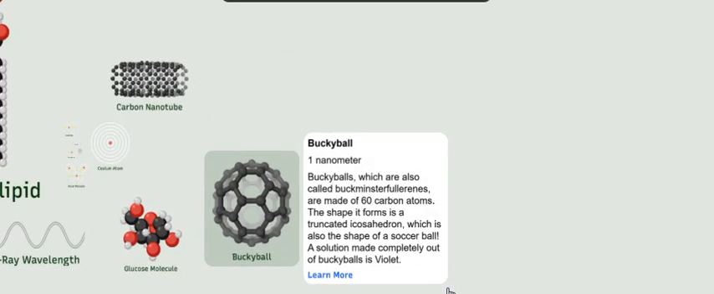Buckyball, 1 nanometer. Buckyballs, which are also called Buckminster fullerenes, are made of 60 carbon atoms. The shape it forms is a truncated icosahedron, which is also the shape of a soccer ball. Soccer balls are not perfectly spheres. A solution made completely out of buckyballs is violet.